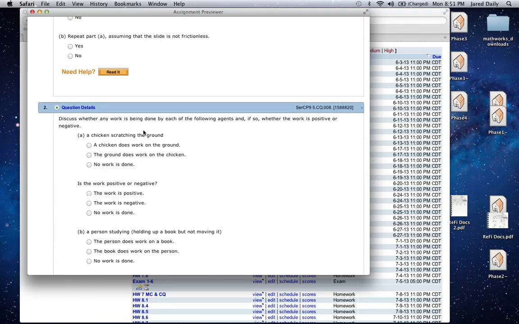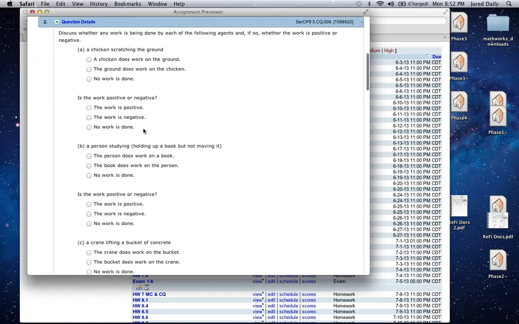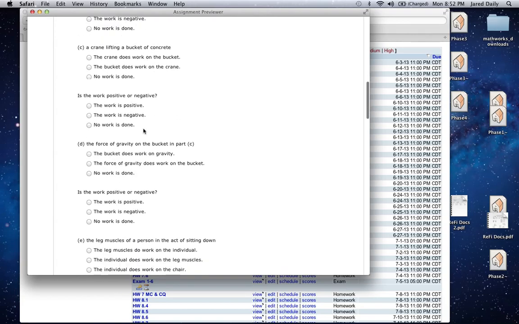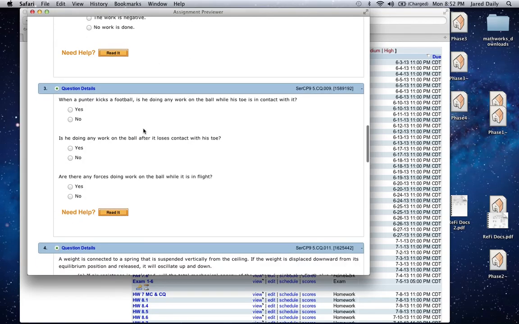Discuss whether any work is being done by the following agents, and whether the work is positive or negative. Now remember that positive work on a system is work that adds energy to that system. So if it's making the system go faster or making it warmer or whatever else, that's positive work. If the system itself is losing energy, then that work is negative work being done on the system, energy being taken out of the system. So you have to be careful with those. At first they seem pretty easy, but they can easily be tricky.